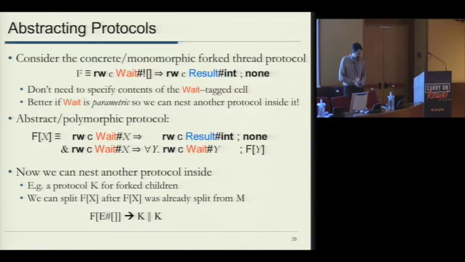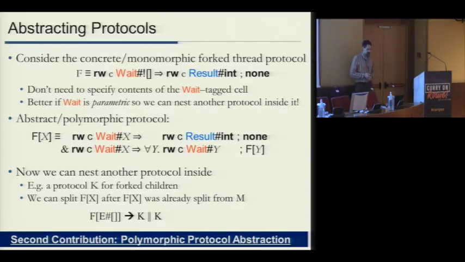So let's say that inside this fork thread, we actually want to fork again and do some work by the children and then combine them. So we could have a protocol for that. I'm not going to show it, but there's an example in the paper. I'll call it K. And so we could actually split F of X into K parallel with K. And we could keep doing this if we want. So this abstraction hides some of the internal details of what is in these states, like it abstracts what's inside Wait, and then we can do interesting things with it and compose one protocol within another in a very nice way. Okay, so this is the second contribution of the paper.